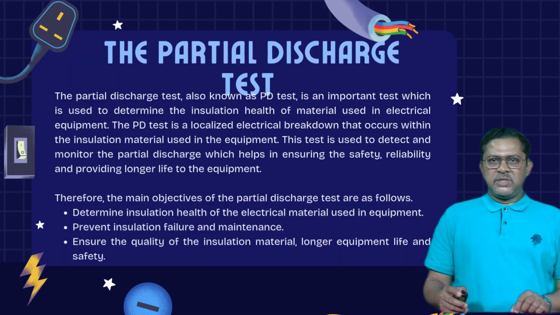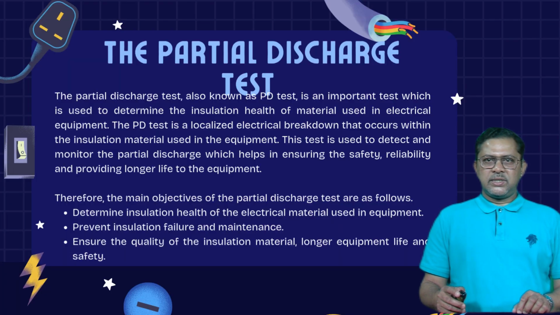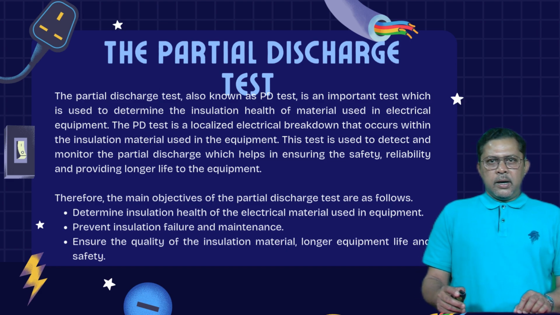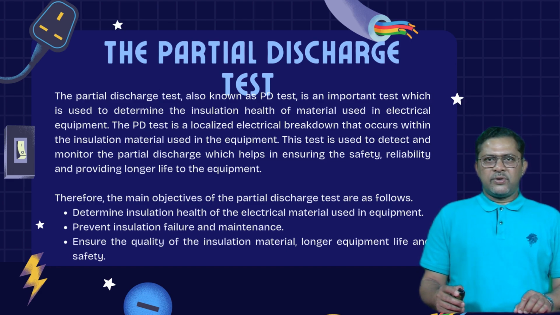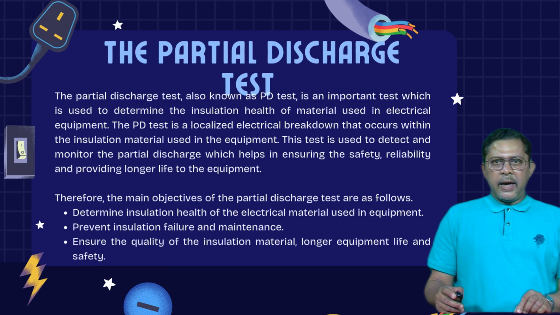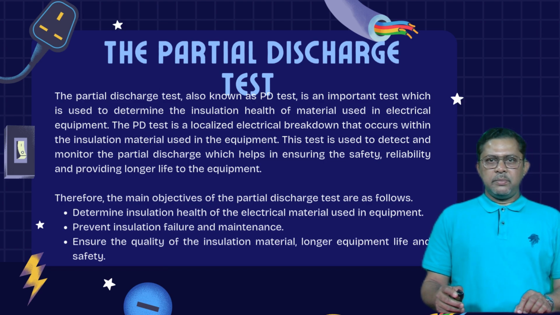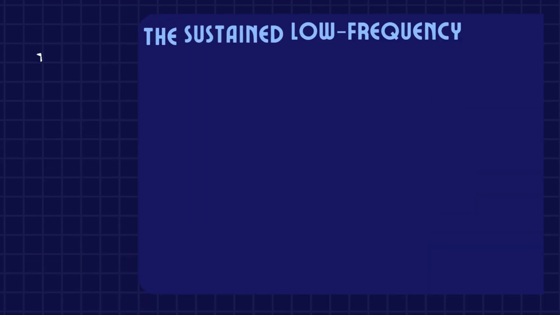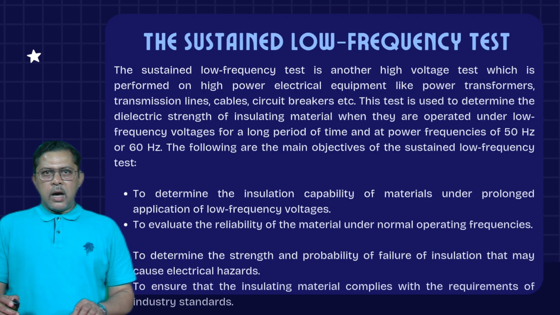Therefore, the main objectives of the partial discharge test are: determine insulation health of the electrical material used in equipment, prevent insulation failure and maintenance, ensure the quality of the insulation material, longer equipment life, and safety. Now, we will discuss the sustained low frequency test.